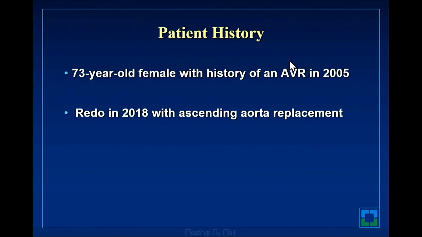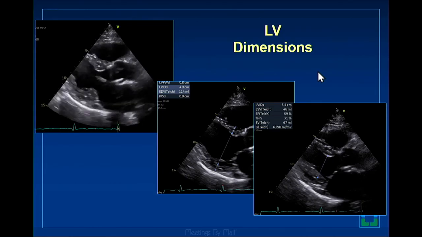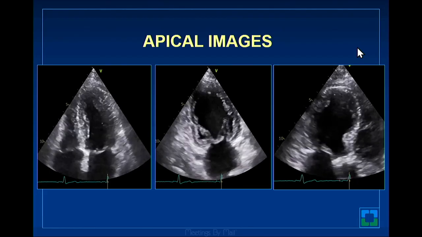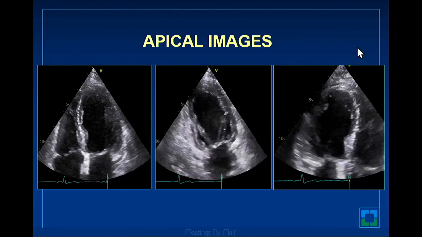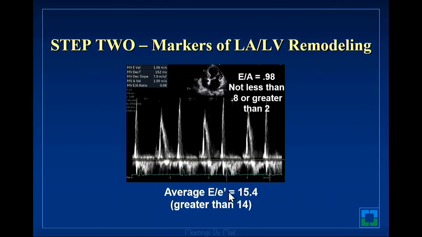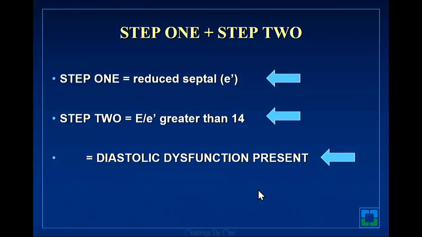Sounds complicated, but here's a case. Here's a 73-year-old that Jen helped prepare. There's a history of AVR, and basically the dimensions are pretty normal. There may be a wall motion abnormality, so we're not so much looking at ejection fraction anymore, but we're looking at the stepwise approach. So once again, E prime septal is less than 6, so that's definitely a positive. The E/e' is 15, so you have some marker of LA remodeling. So you have E prime plus one other parameter, so you have diastolic dysfunction. And also LAVI is 40, which is abnormal as well. So step 1 plus step 2, you have diastolic dysfunction.